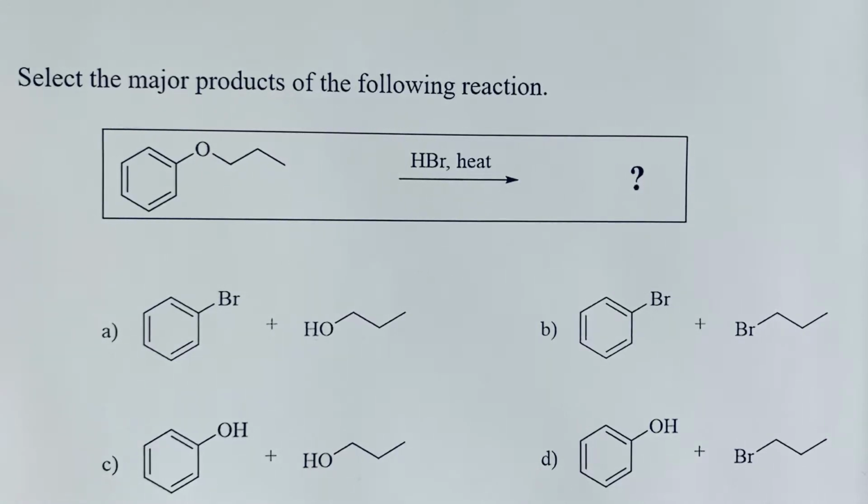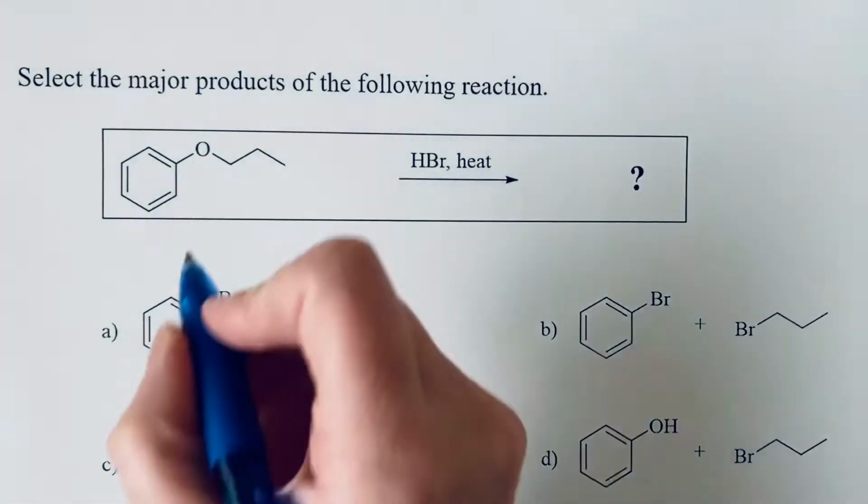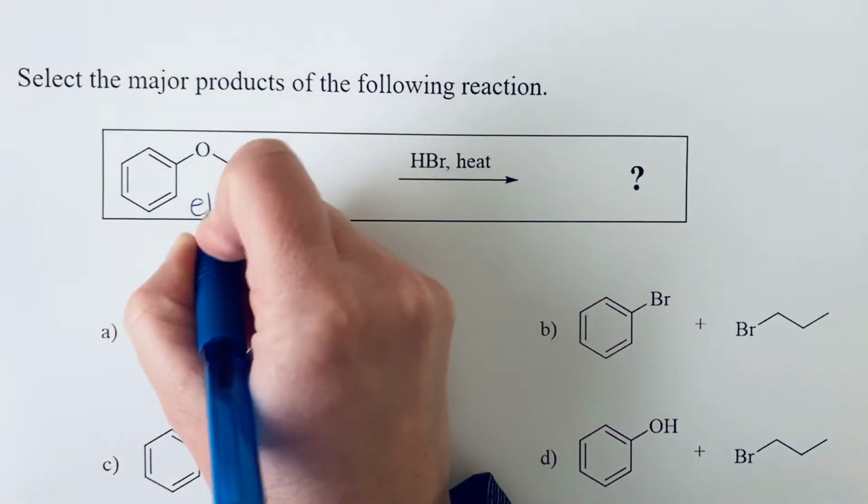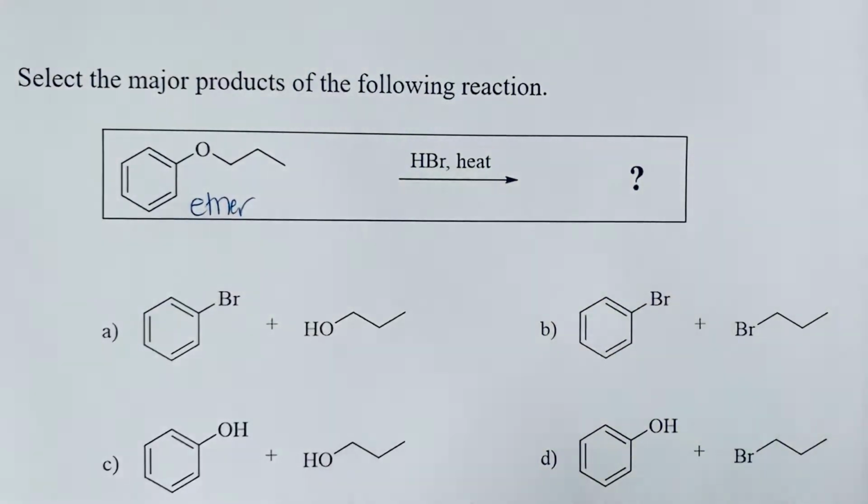Select the major products of the following reaction. So if we look at the starting material, we see that we are starting with an ether, which are generally not very reactive. We use ethers for solvents a lot, in fact, because they are so unreactive in most circumstances.